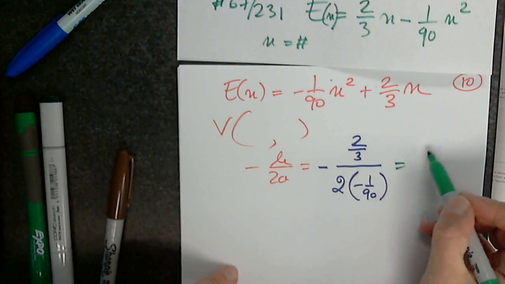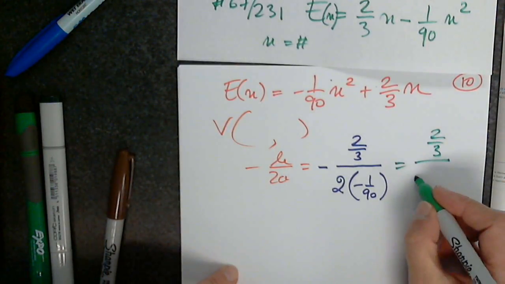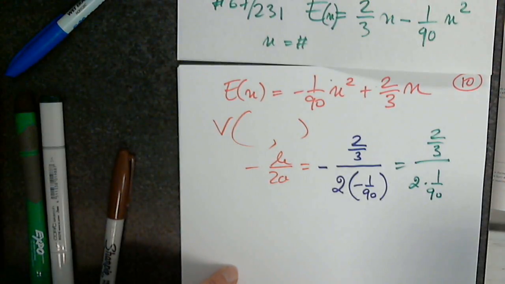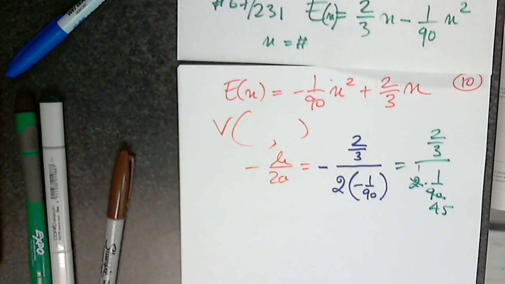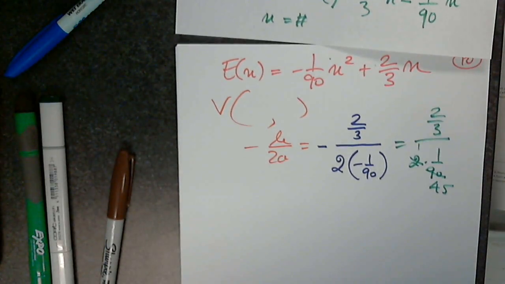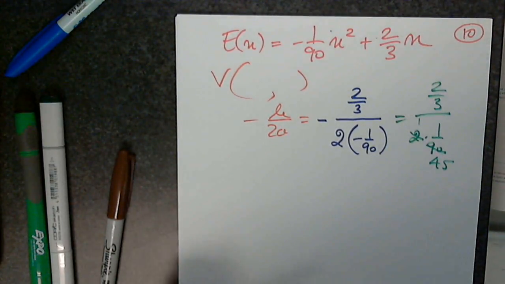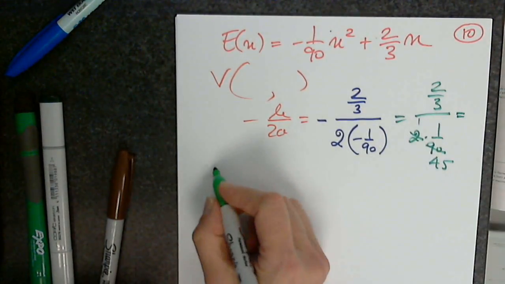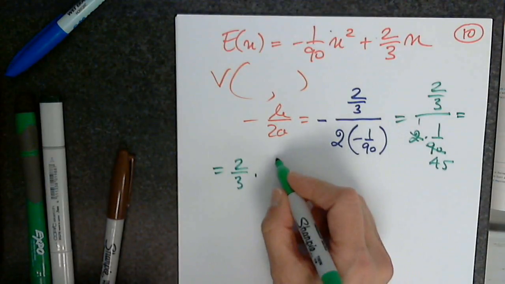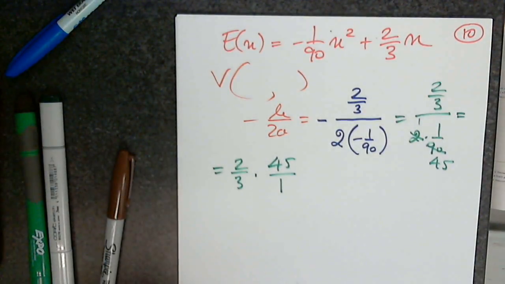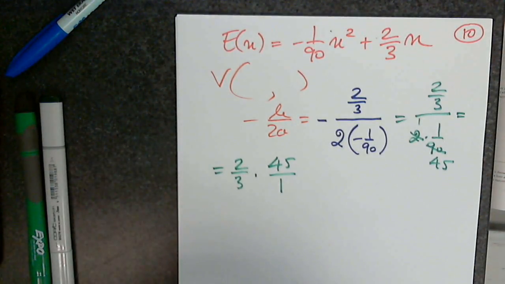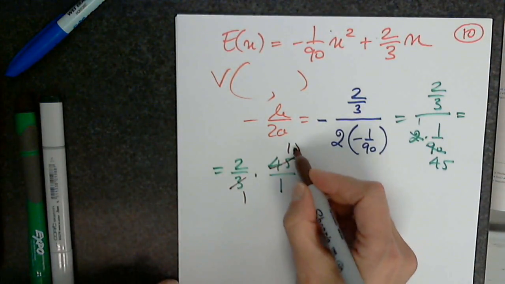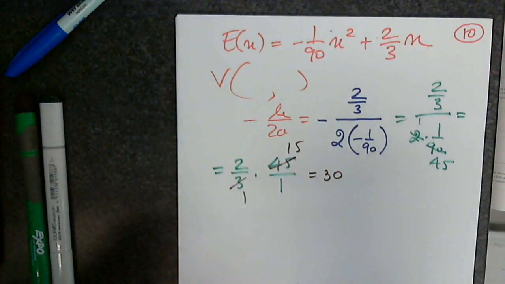So I have 2/3 at the top, and then 2 multiplied by 1/90, and I will simplify by 2 and get 45. So the fraction at the top is 2/3. The fraction at the bottom is 1/45. Exactly. I copy 2/3 and I multiply by 45/1. I will simplify. That's the key here. I'll simplify and I get 15, and the answer is 30.